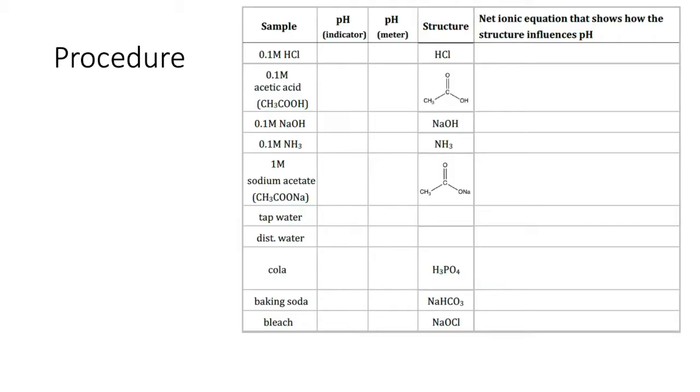In this experiment, you'll be given a number of samples, all of which are listed in this table, and you'll be asked to find the pH of those solutions using two different methods. The first method is using the indicator paper, and the second method is using a pH meter. Test those samples using the methods described in your lab manual or in the other videos in this playlist.